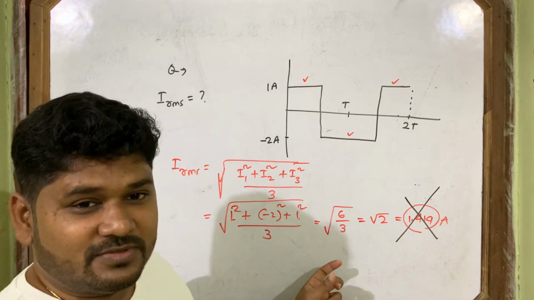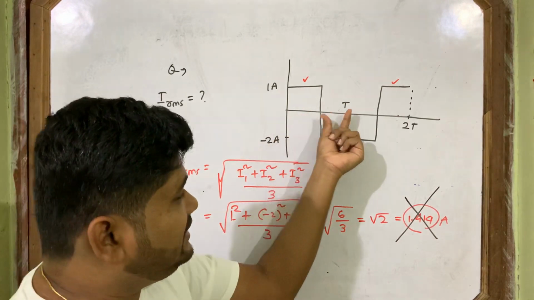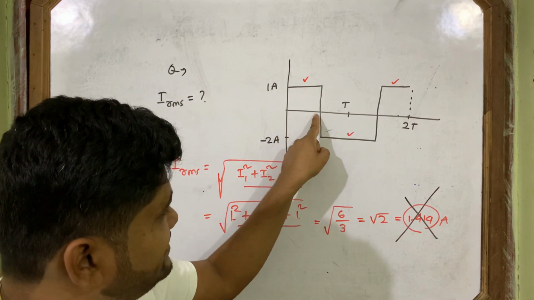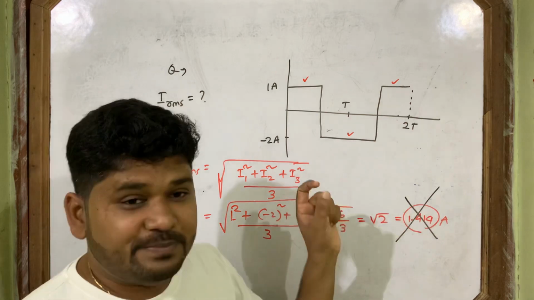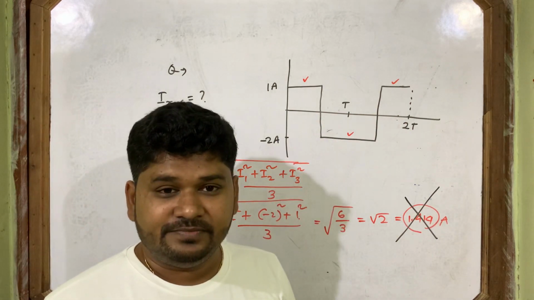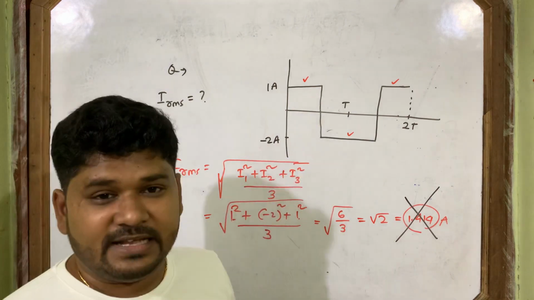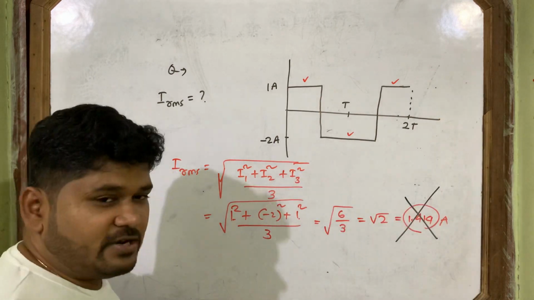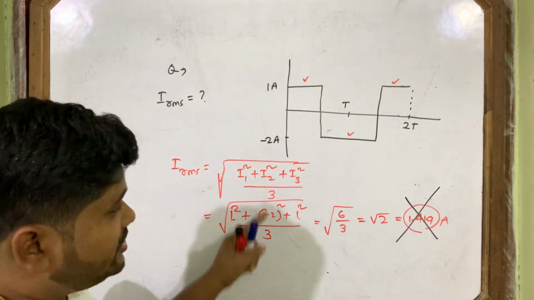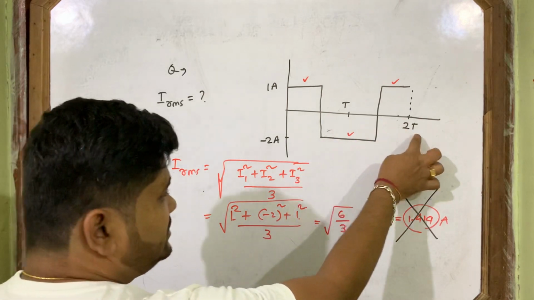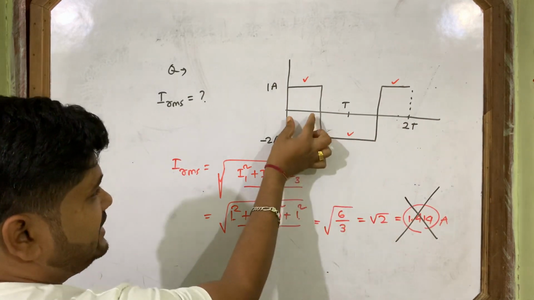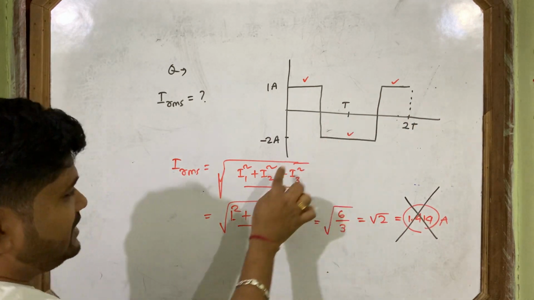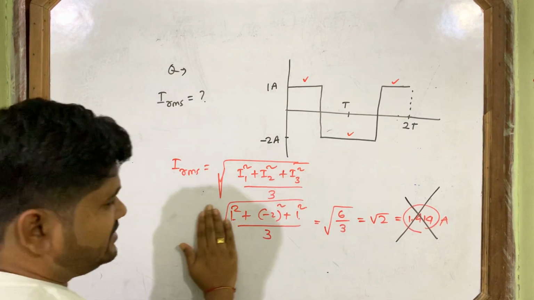Whenever you choose the current, you take the current in a particular interval. Here this is T by 2, this is T by 2, this is T by 2, this is T by 2. In every T by 2 interval you take the value, or you take only one cycle, only this and this up to T, and you forget the other part. Either you take up to T, or you take completely up to 2T. In each interval you take one value, but here from these intervals you have taken only one value. So here is the mistake.